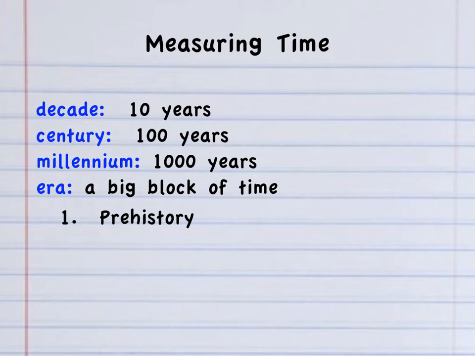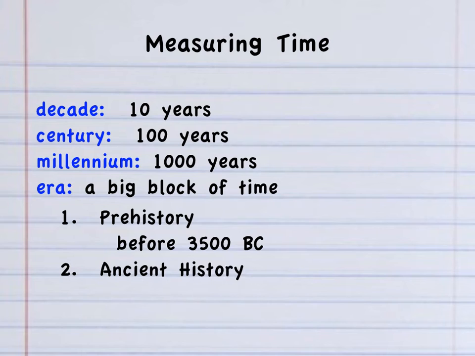First up is prehistory. Prehistory is everything that happened before 3500 BC. Why 3500 BC? What happened at that time? Well, that was the invention of writing in the world. Writing emerged kind of simultaneously in Mesopotamia and Egypt about 3500 BC. And once people could write things down, we didn't have to guess what it was like so much. So we moved from prehistory to ancient history.